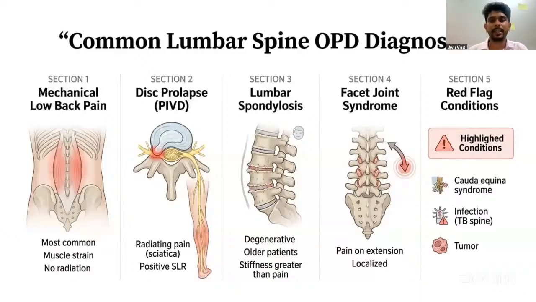If you suspect any tumor in your OPD, you must refer the patient for further imaging and to a higher orthopedic surgeon. If there is any kind of infection, such as Pott's spine or TB spine, you should refer this patient. Also refer if the patient has cauda equina syndrome.